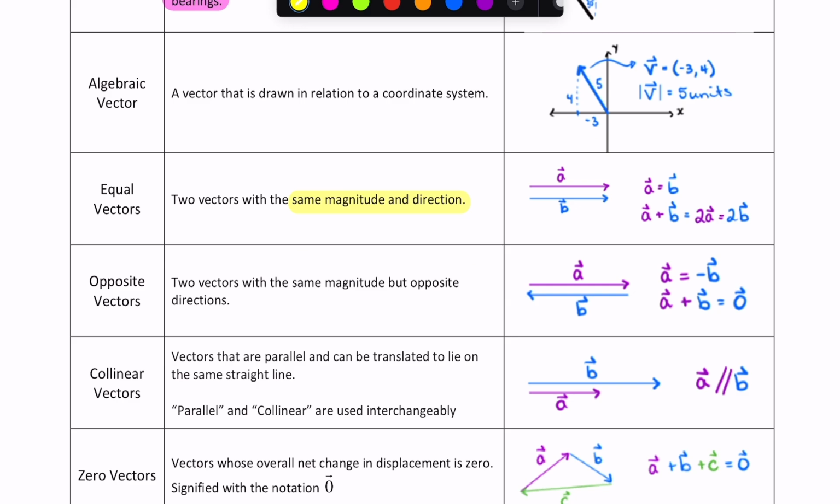So here we see that, again, same magnitude but opposite directions. So here we see that vector A moves from left to right, but vector B moves from right to left. So here we see that vector A is equal to negative vector B. And so therefore, we know that vector A plus vector B, when they're opposite vectors, will be equal to 0.